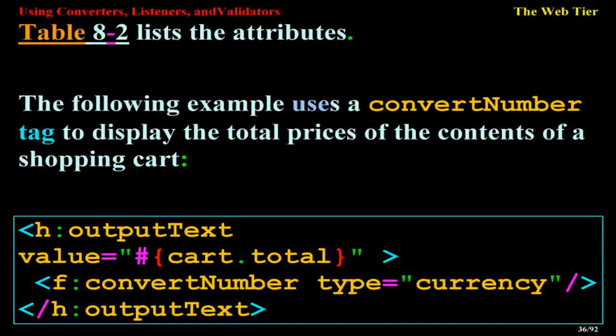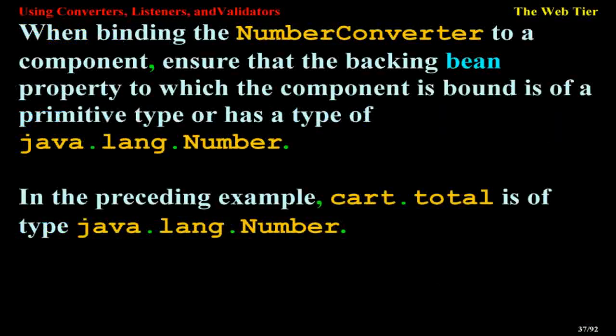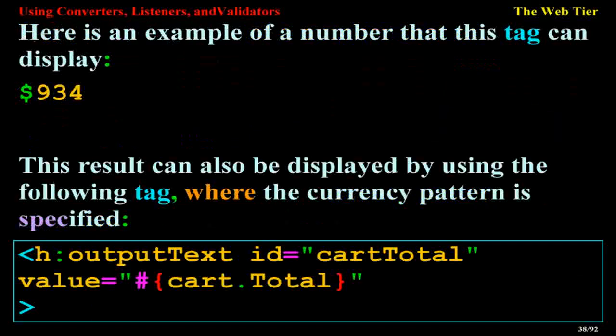/h:outputText. When binding the number converter to a component, ensure that the backing bean property to which the component is bound is of a primitive type or has a type of java.lang.Number. In the preceding example, cart.total is of type java.lang.Number. Here is an example of a number that this tag can display: $934. This result can also be displayed by using the following tag, where the currency pattern is specified.